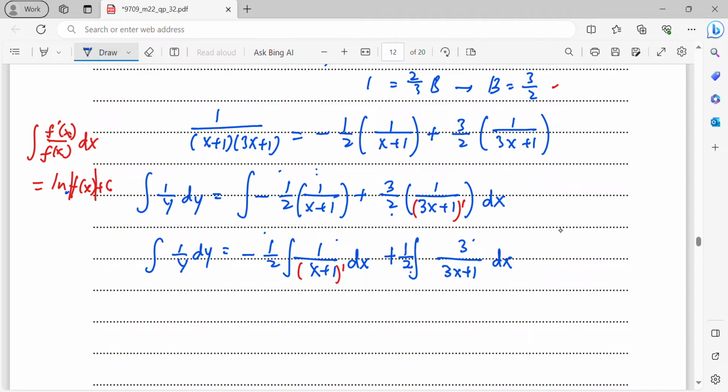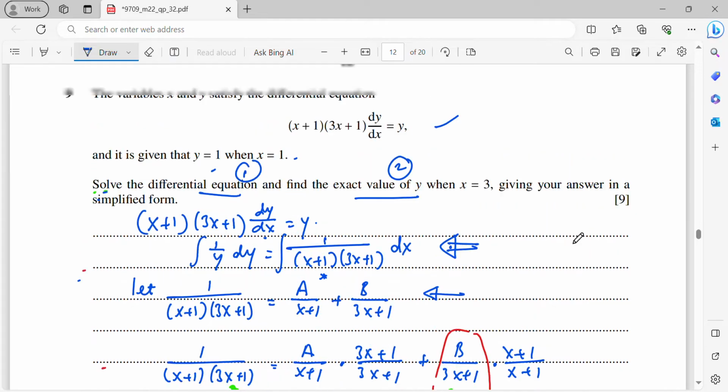So now for all of this, I'm going to use ln. It will be ln y, okay, equals to negative half ln of x plus 1 plus half ln of 3x plus 1, then plus c. So you can put modulus for the functions after the ln, or just bracket. So if you are sure that the function will be positive, just put a bracket, no problem.